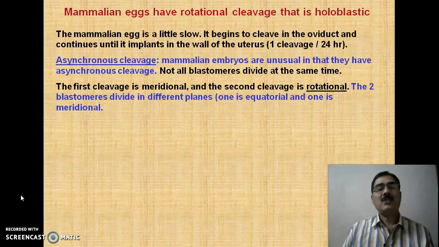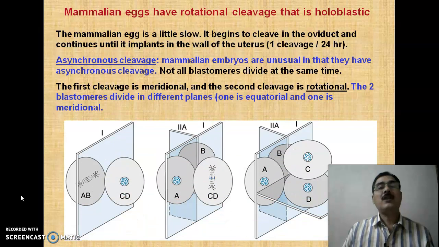Now let us discuss asynchronous cleavage. What is the meaning of asynchronous cleavage? The mammalian embryos are unusual in that they have asynchronous cleavage. Not all blastomeres divide at the same time. The first cleavage is meridional and the second cleavage is rotational.